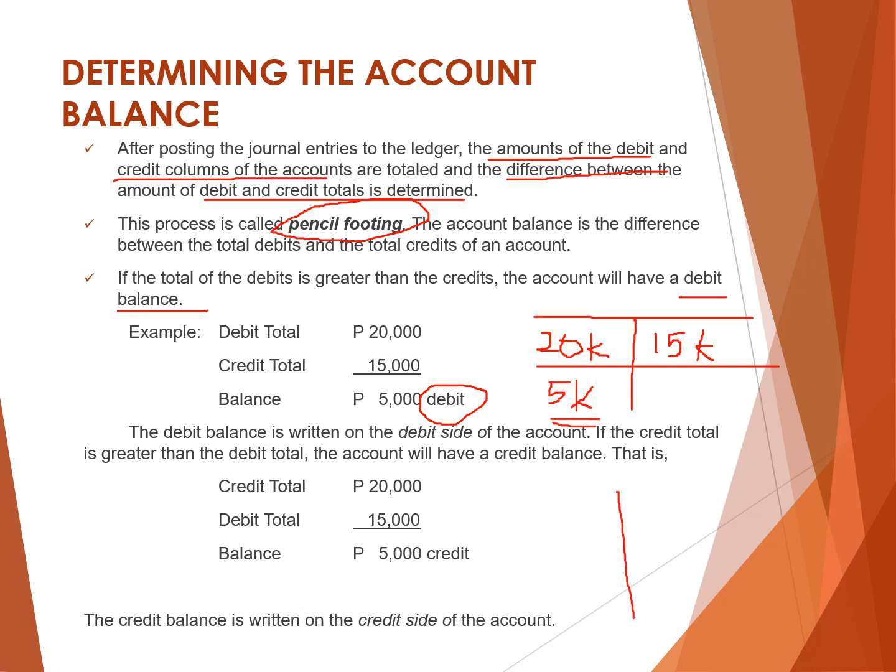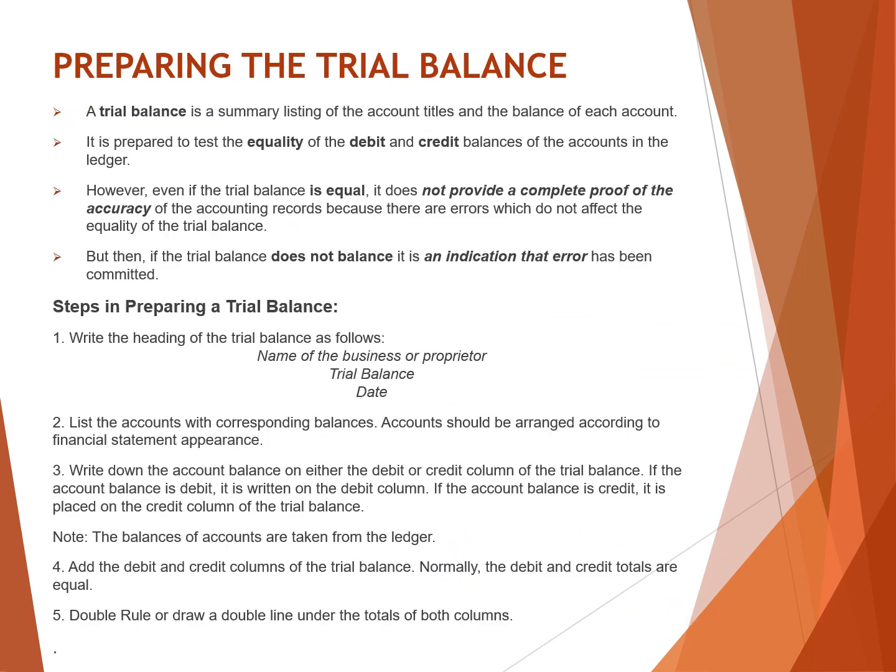Ngayon, paano kung nabaliktad? Ito ang 15K, okay, ito naman ang 20K. So, anong nakita natin dito? Mas malaki yung nasa credit kesa sa debit. So, that's why yung balance na 5K, pag pinag-minus mo sila, lalagay mo ay sa credit, kasi mas malaki yung nasa credit. So, that is a credit balance of 5,000. So, that is footing.